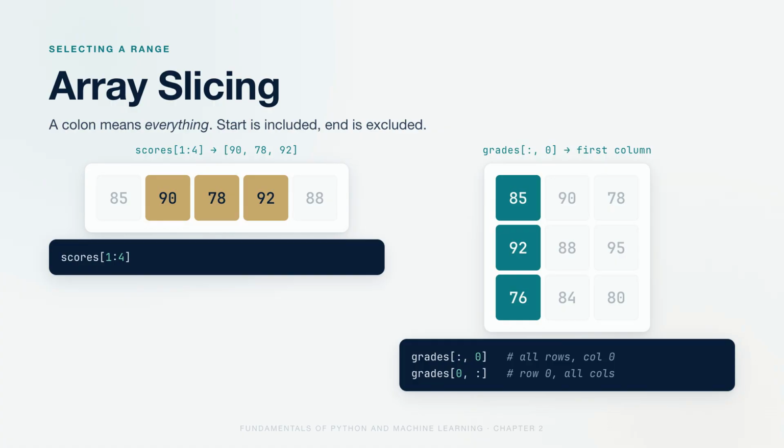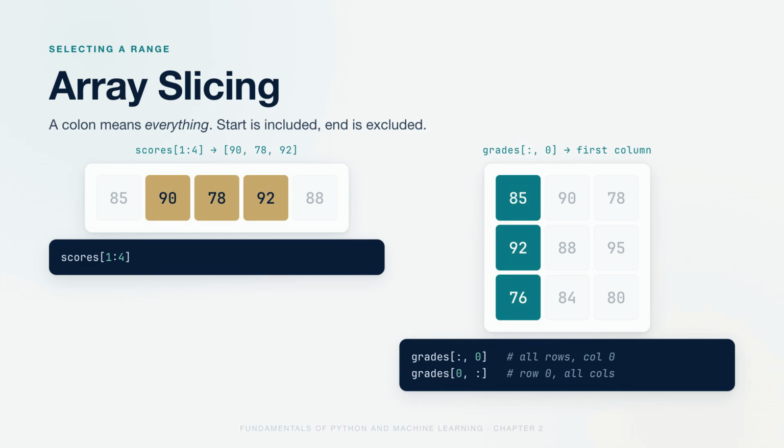For two-dimensional arrays, slicing becomes even more powerful. For example, grades[:, 0] selects all rows from column 0. In other words, it selects the first column. The colon means select everything in that dimension. So grades[:, 0] means select all rows, but only column 0.